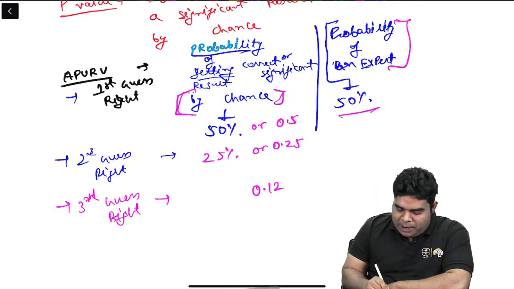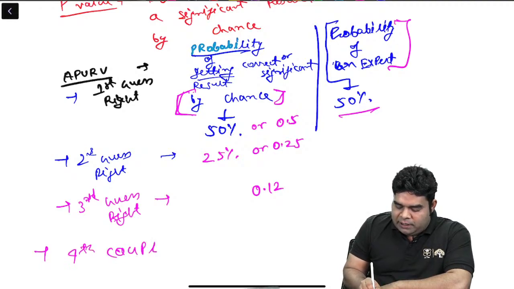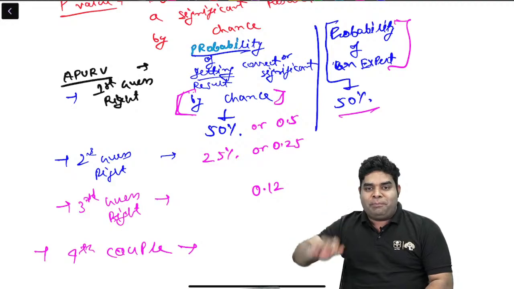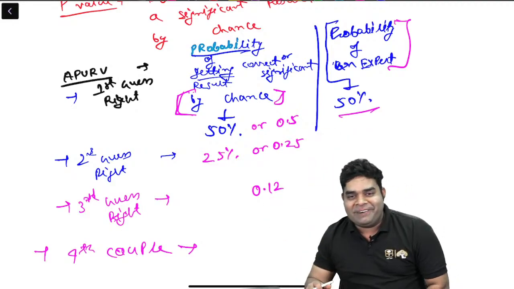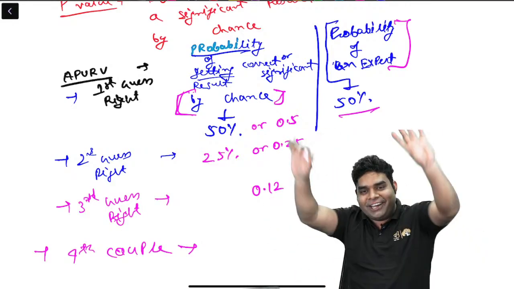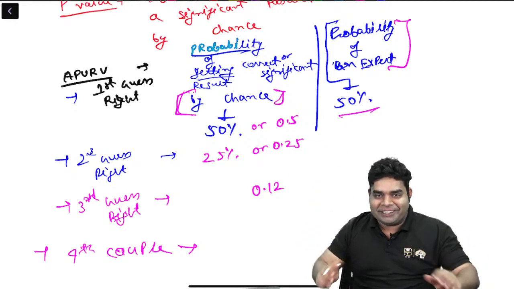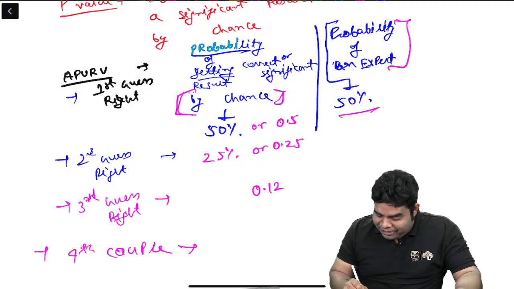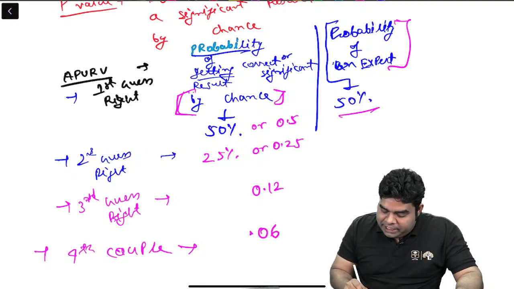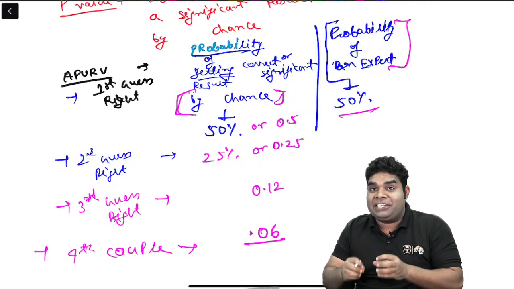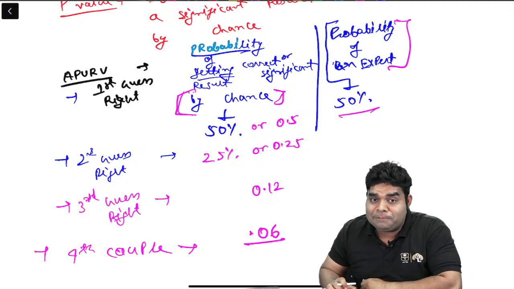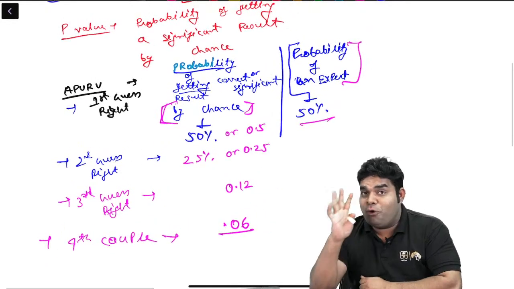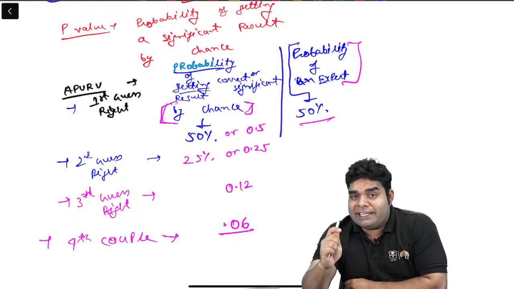Now suppose Apurv guesses about a fourth couple. He said that the boy is also a playboy, the girl is also a playboy, so this couple will last longer and they will have a good relationship. And this time also it came correct and the couple stayed longer. So the probability that he is giving the correct answer by chance will decrease to 0.06. So now the 4 guesses are correct. 4 guesses he said, all are correct.